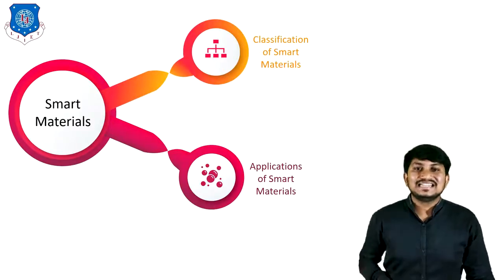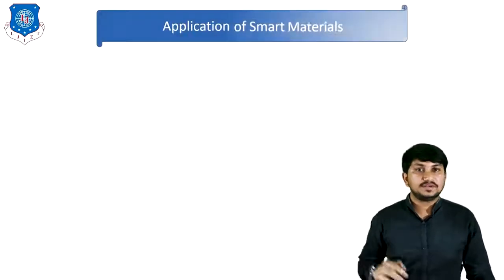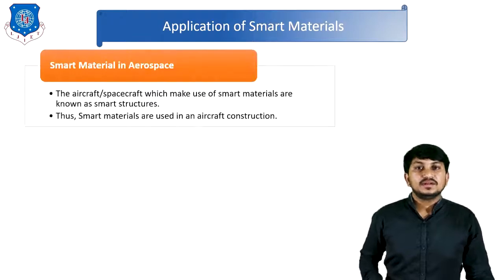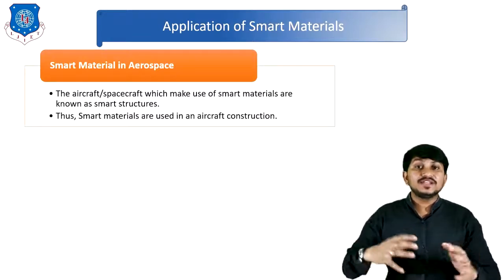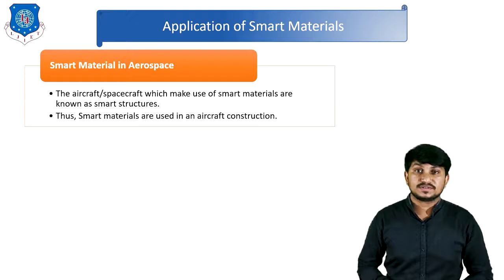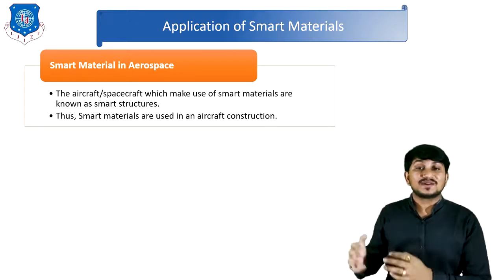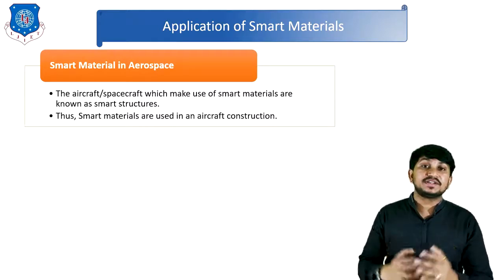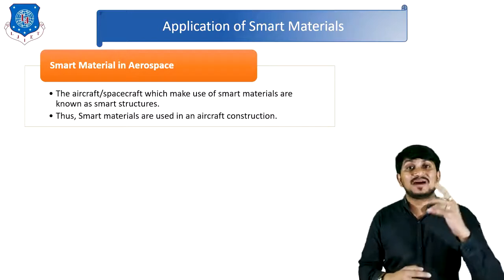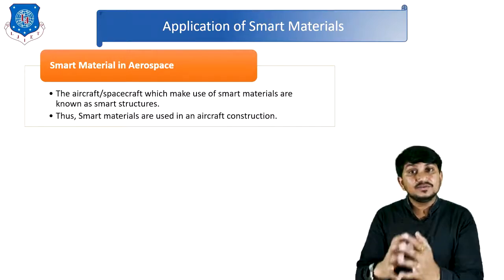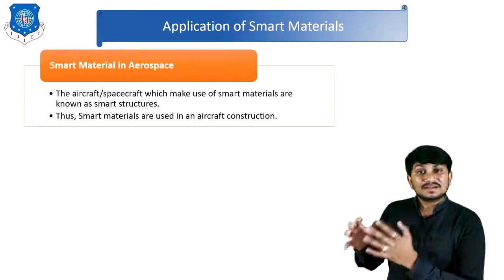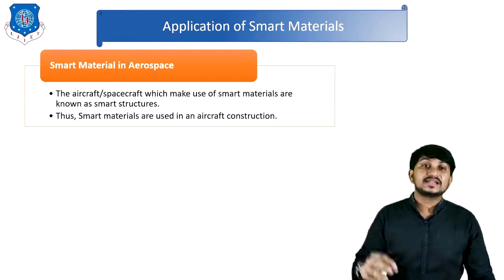Now let's see the applications of smart materials. These smart materials are mainly used in aerospace applications. The aircraft or spacecraft which make use of smart materials are known as smart structures, which are basically used nowadays. Thus, smart materials are used in aircraft construction.